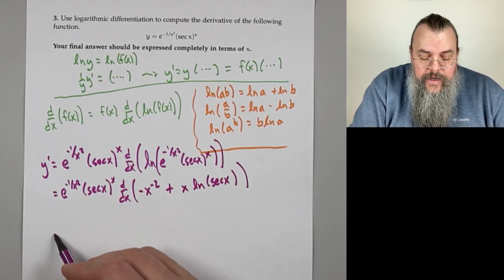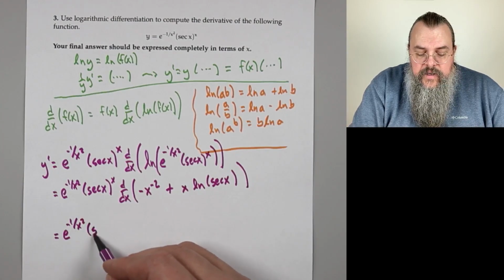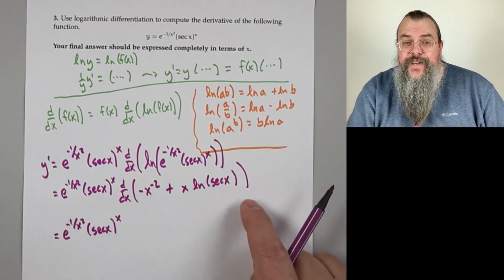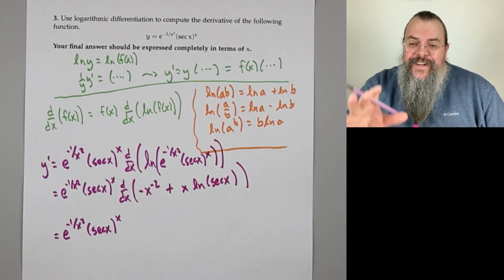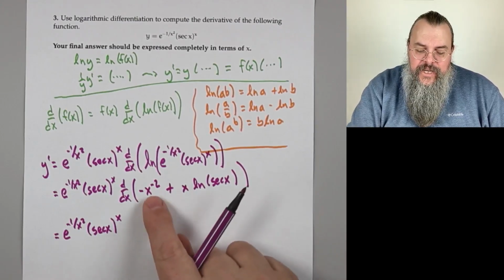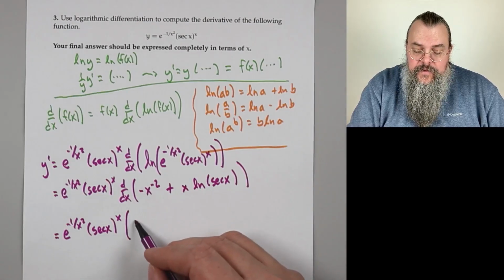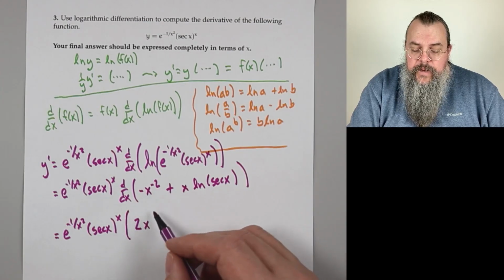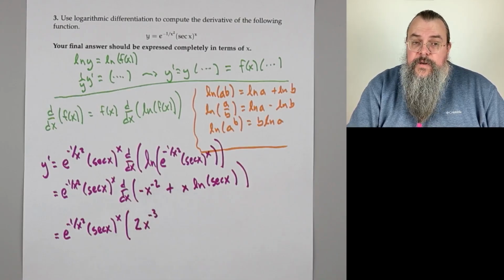So what happens next? Well, we have e to the minus 1 over x squared, secant of x to the power x, and we haven't taken any derivatives yet. So you might say, we're done. No, we haven't done any derivatives, so we can't be done. But we're almost done because we're ready. So taking the derivative here, what do we have? Well, the minus 2 comes down, so that'll give us 2. Then we're going to have x to the power minus 3, right? Because bring the power down, subtract 1.